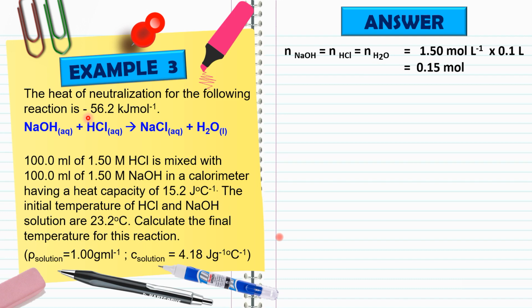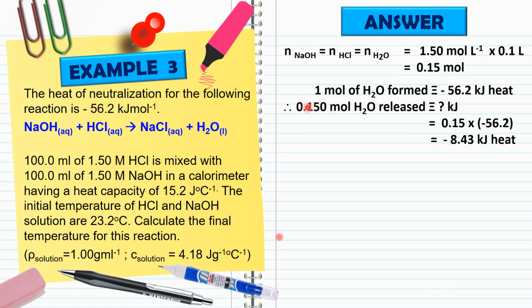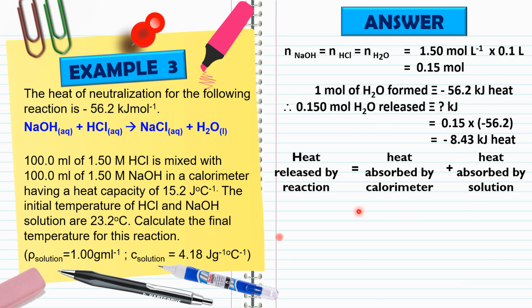In the question, it's already given the heat of neutralization, negative 56.2 kJ per mole, which means 1 mole of water formed will release 56.2 kJ of heat. However, we only use 0.15 mole of water formed. So therefore, you can use the stoichiometric method to find out how much heat is released for 0.15 mole of water. Okay, and then you will get negative 8.43 kilojoule of heat released. Based on the data given, we will get this statement.